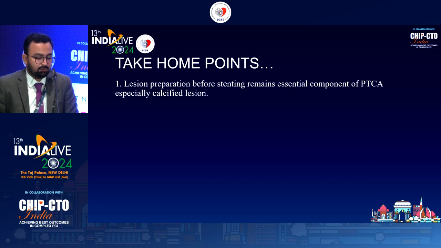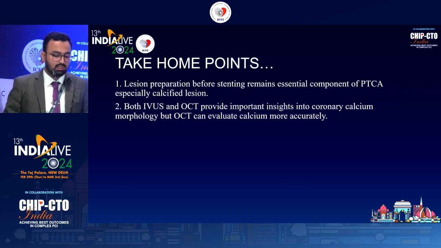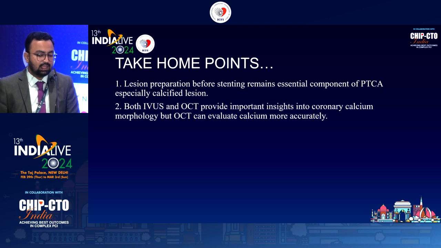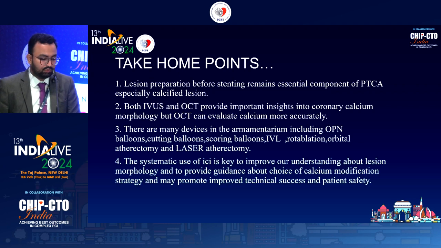Lesion preparation before stenting remains an essential component of PCI, especially in calcified lesions. Both IVUS and OCT provide important insight into coronary calcium morphology, but OCT can evaluate calcium more accurately. There are many devices in the armamentarium, including OPN balloons, cutting balloons, scoring balloons, IVL, rotablation, orbital atherectomy, and ELCA. The systematic use of intracoronary imaging is key to improving the understanding of lesion morphology and providing guidance about the choice of calcium modification strategy, and may promote improved technical success and patient safety.